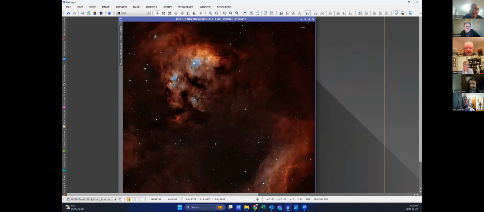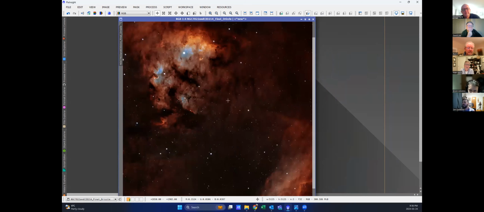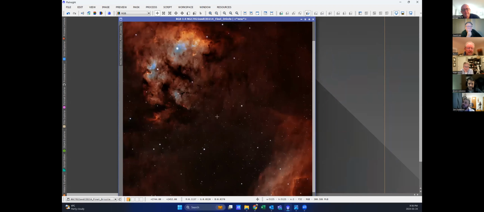This is now all done in PixInsight. I think this doesn't have a name. Some people call it the flaming skull or the question mark. A lot going on here. Same process, dual narrowband. I used all the RC Astro stuff. I'm pretty happy with the result and the detail.